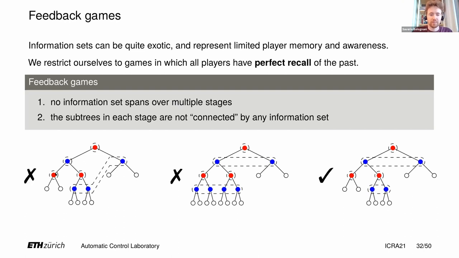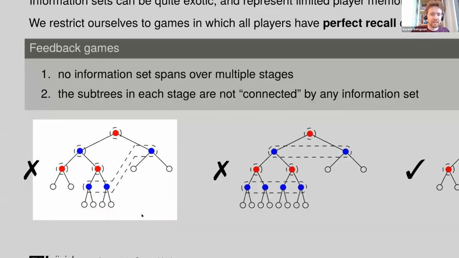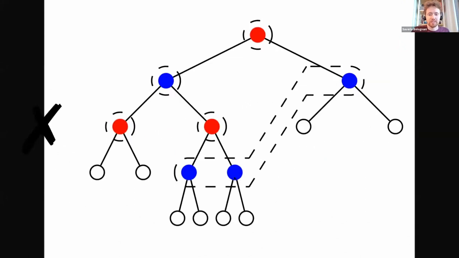Now, what you see down here are three possible examples. Only the one on the right is a feedback game, but let me give you an interpretation of why this is perfect recall, or memory about the past. In the first example, the fact that player 2 nodes at this stage are joined in the same information set with a player 2 node on another stage means that in this game, player 2 doesn't remember not only the decision made, I don't know, by player 1 at the beginning, but he doesn't even remember that he had to make a decision at some point. Okay, so it might be the case in some games, but not in many games.